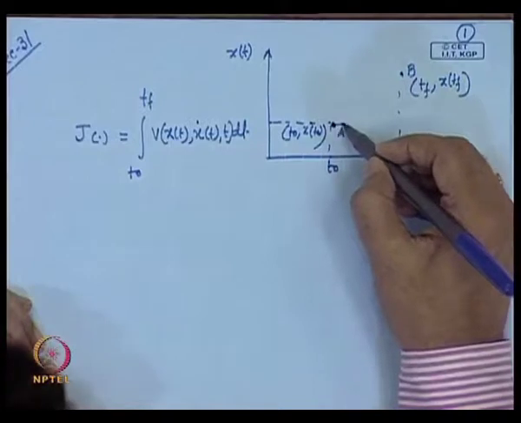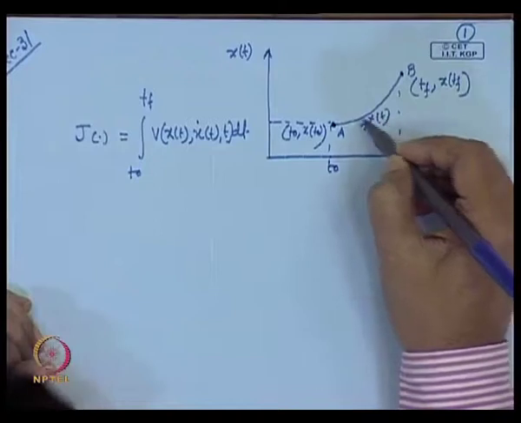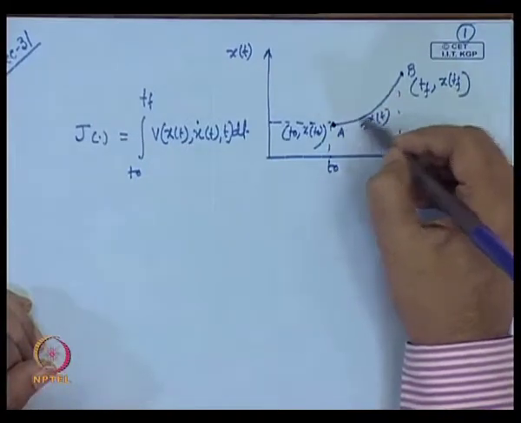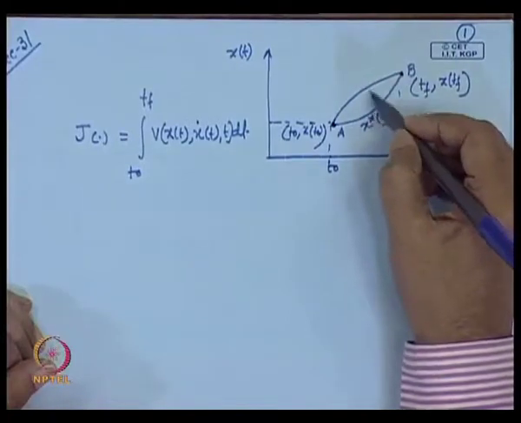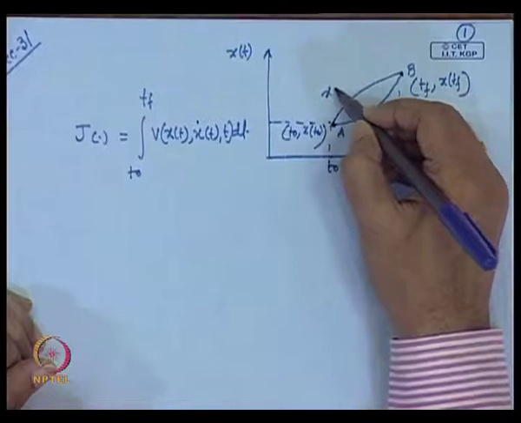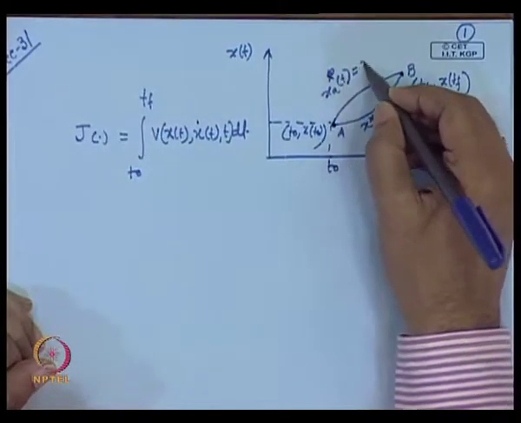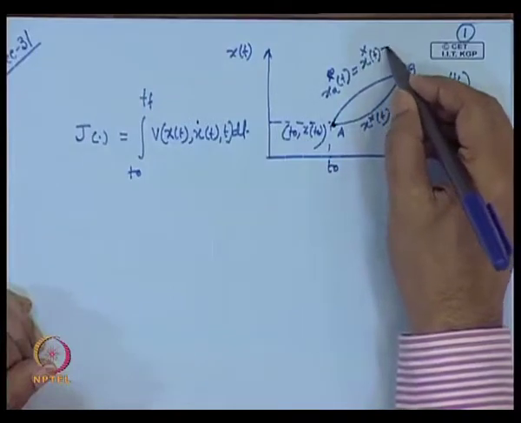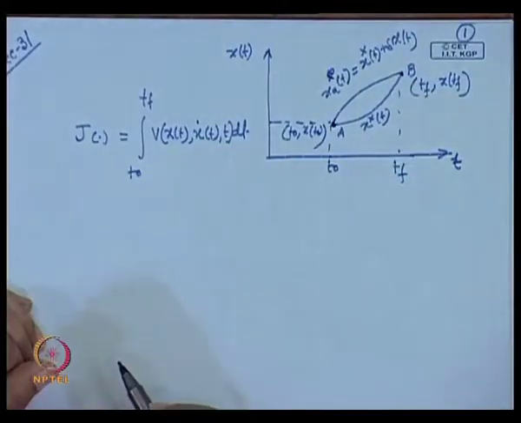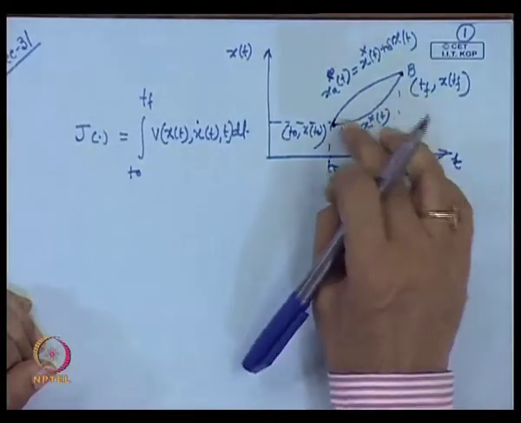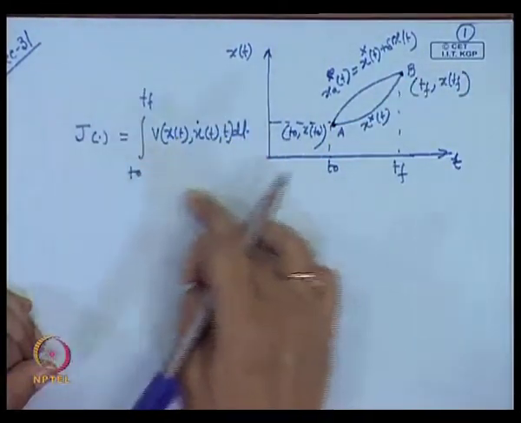So, let us call this our optimal trajectory x star of t, and near this optimal trajectory there is another, neighboring trajectory, x a, equal to x star of t plus delta x of t. So, our problem, as I told you, is to find the optimal trajectory x such that this functional is minimized.